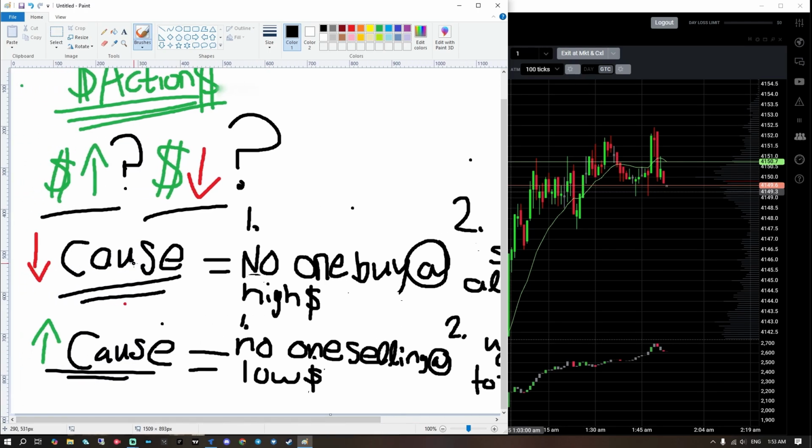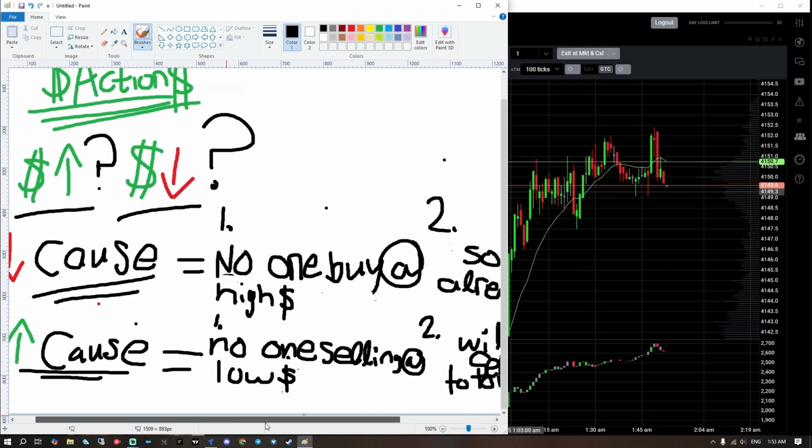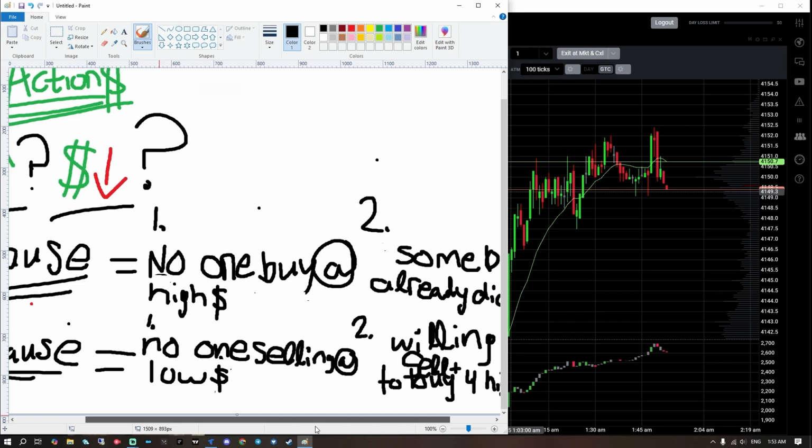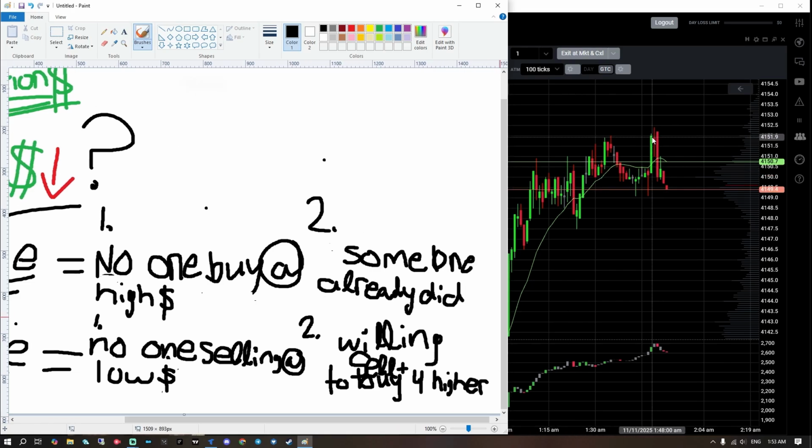But knowing when price goes down is really important. No one is buying at the high price. Okay. And when you see action like this, someone already did. Someone just bought a whole bunch at a high price. So of course the price is going to fall. So that's how I read graphs.